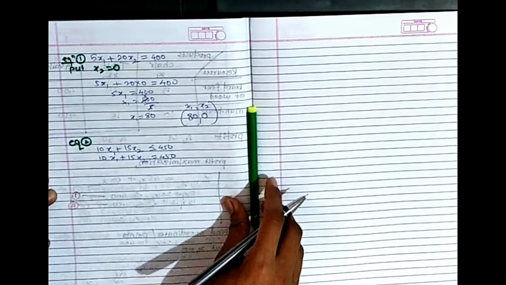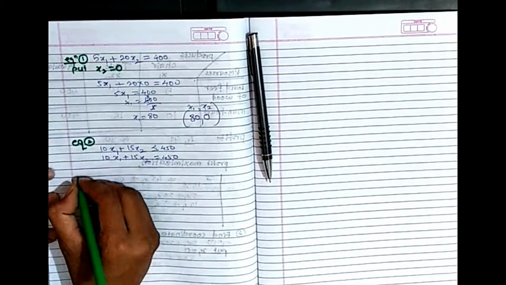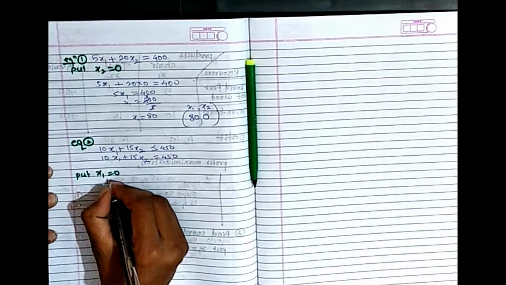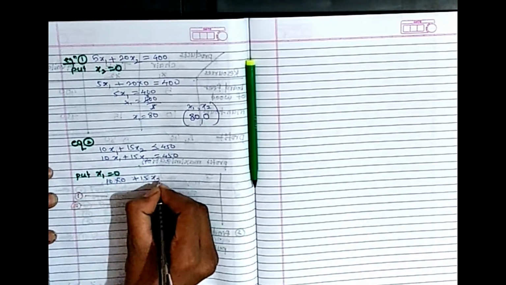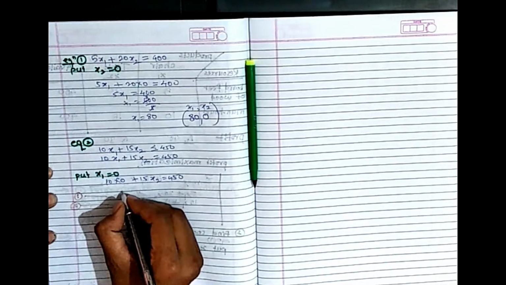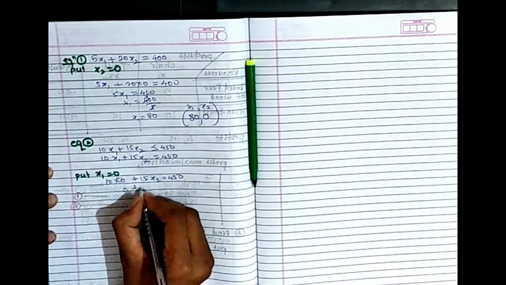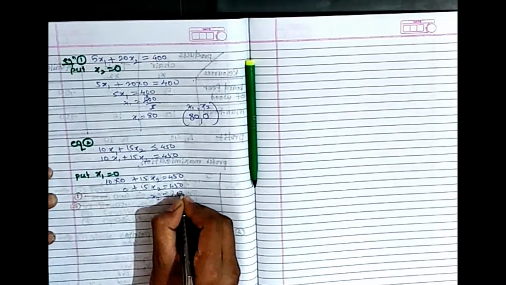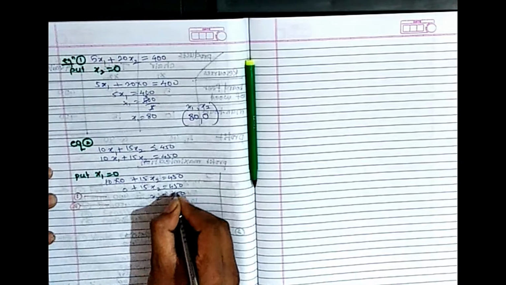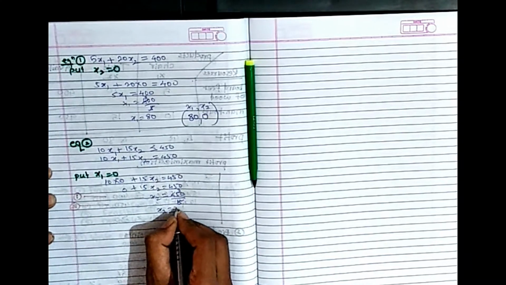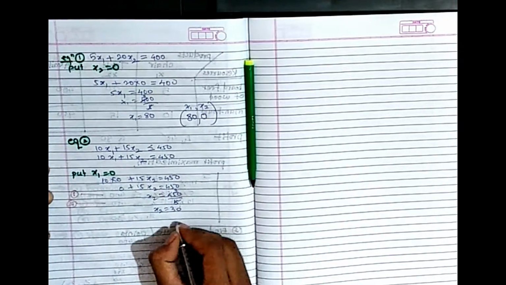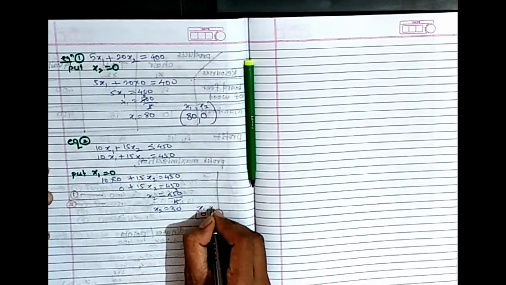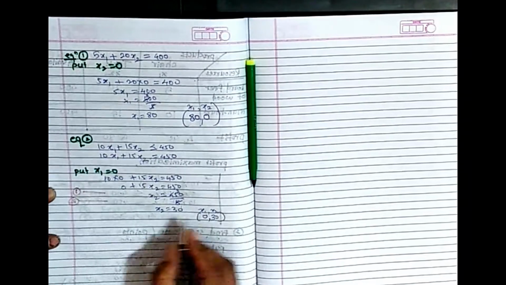Now for finding 2 points, first we will keep 1 point as 0, so we will put x1 is equal to 0. So it will be 10 into 0 plus 15x2 is equal to 450. So it will be 0 plus 15x2 is equal to 450. So x2 is equal to 450 divided by 15. 15 3s are 45. So x2 will be 30. So our point is 0 comma 30. This is the x1 and x2 value. This is our third point.